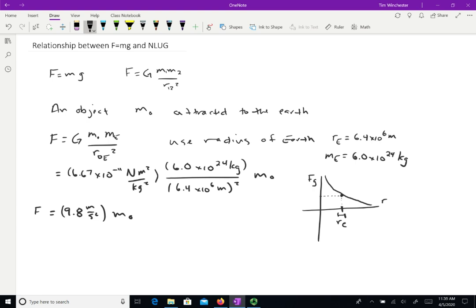But if you consider what happens to the force on that object as it gets really far away from the Earth, then you'll notice that the force gets weaker and weaker. Okay, so the force is noticeably smaller at the space shuttle. It's not very small yet, but it is noticeable. The force on the moon is dramatically smaller than what you would have expected based on F equals mg.